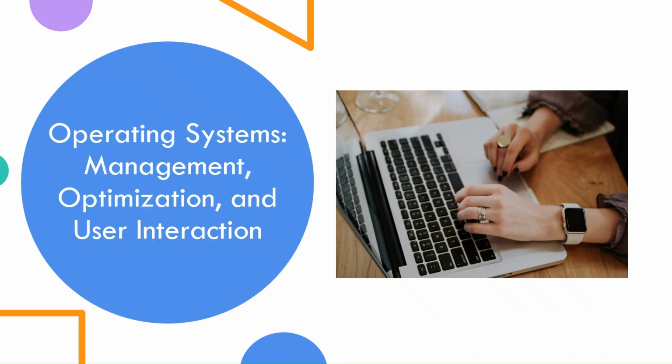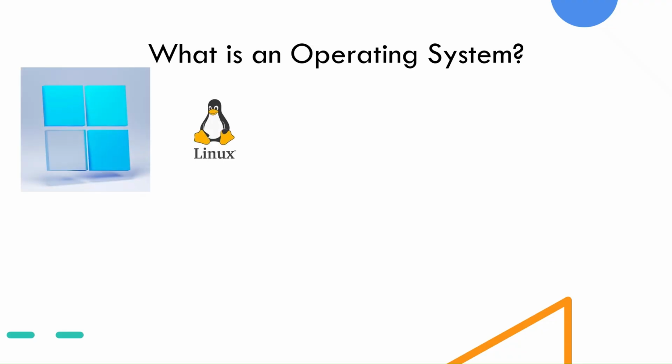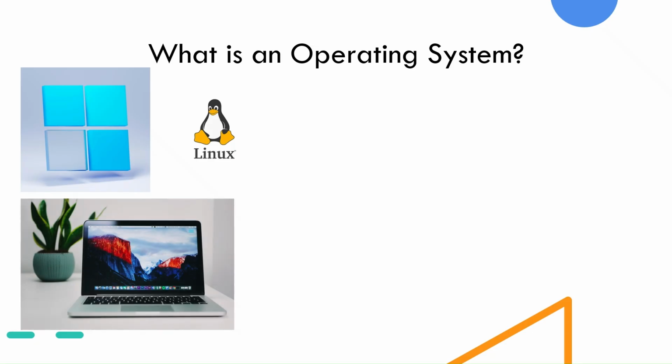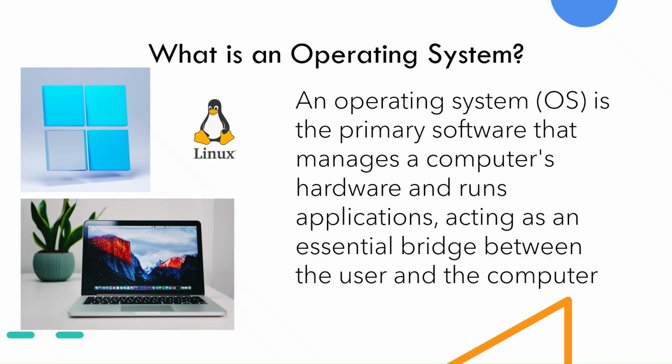Next, we will discuss aspects of operating systems. What is an operating system? There are different types of operating systems, such as Windows, Linux, and Apple, to name a few. An operating system is the primary software that manages a computer's hardware and runs applications, acting as an essential bridge between the user and the computer.